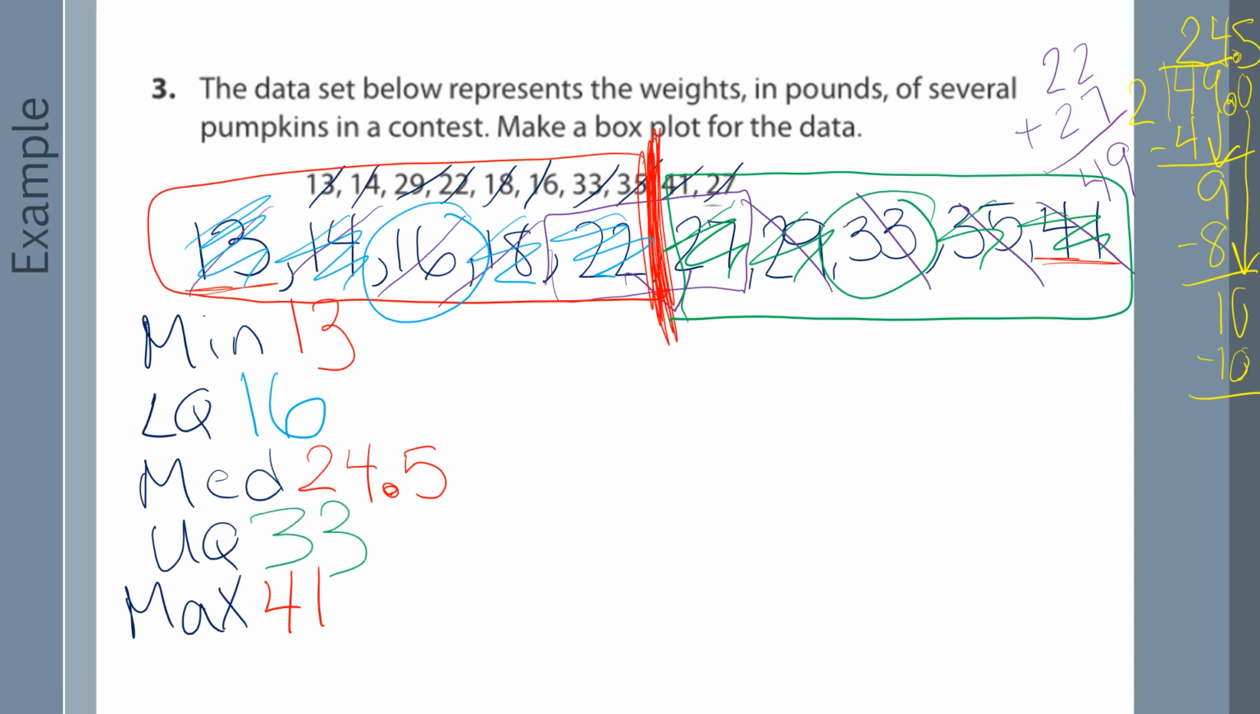So the only thing that didn't work out so nicely was that median. It had a decimal in it. It doesn't happen all the time, but it will. So just be careful. So now I'm going to draw a number line.